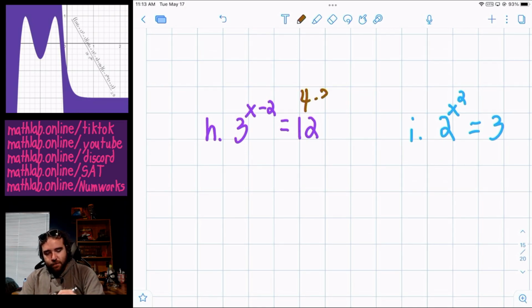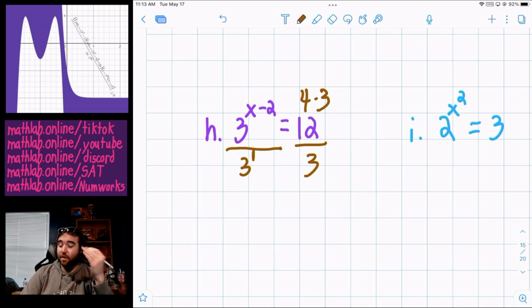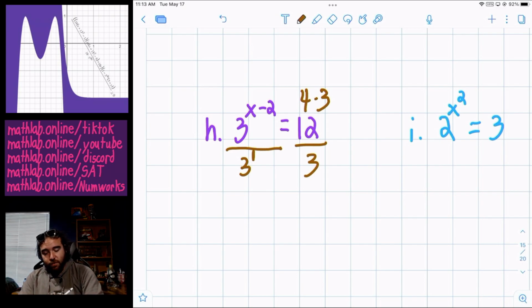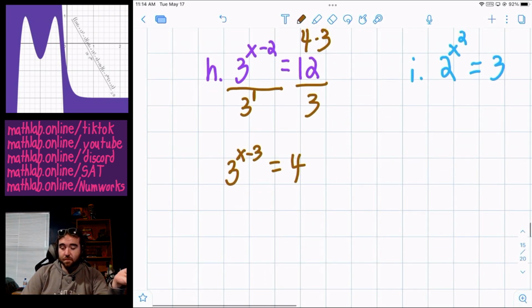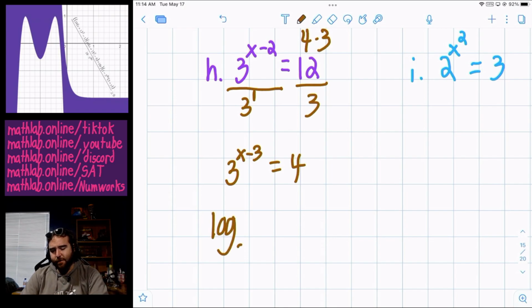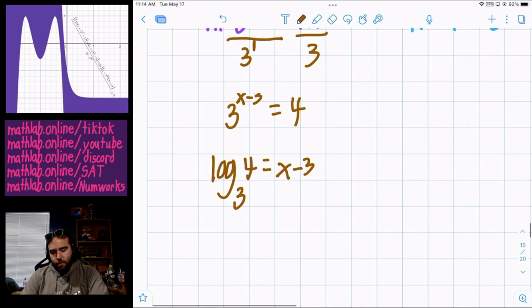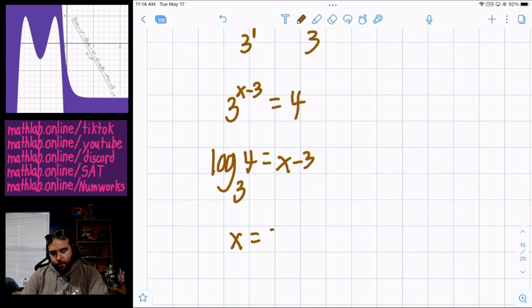Like this is 4 times 3. So if we wanted, we could divide both sides by 3. So divide by 3 to the 1. If you have an exponent over an exponent, you can subtract. So that's 3 to the x minus 3 equals 4. And that just makes things nicer. Then we just go log base 3 of 4 equals x minus 3. x equals 3 plus log base 3 of 4.